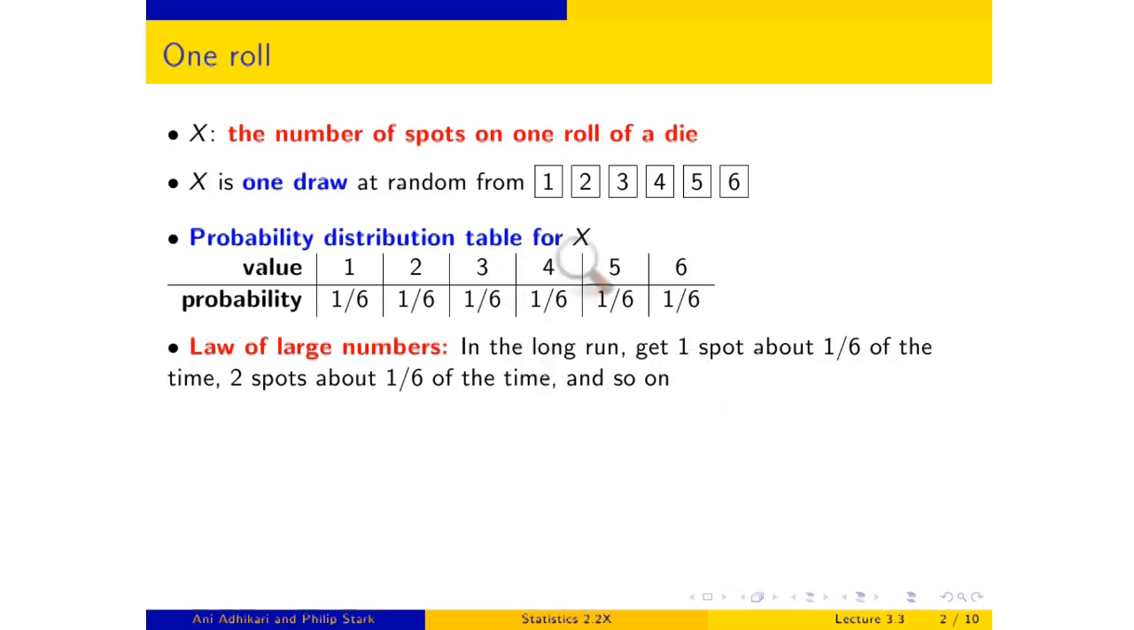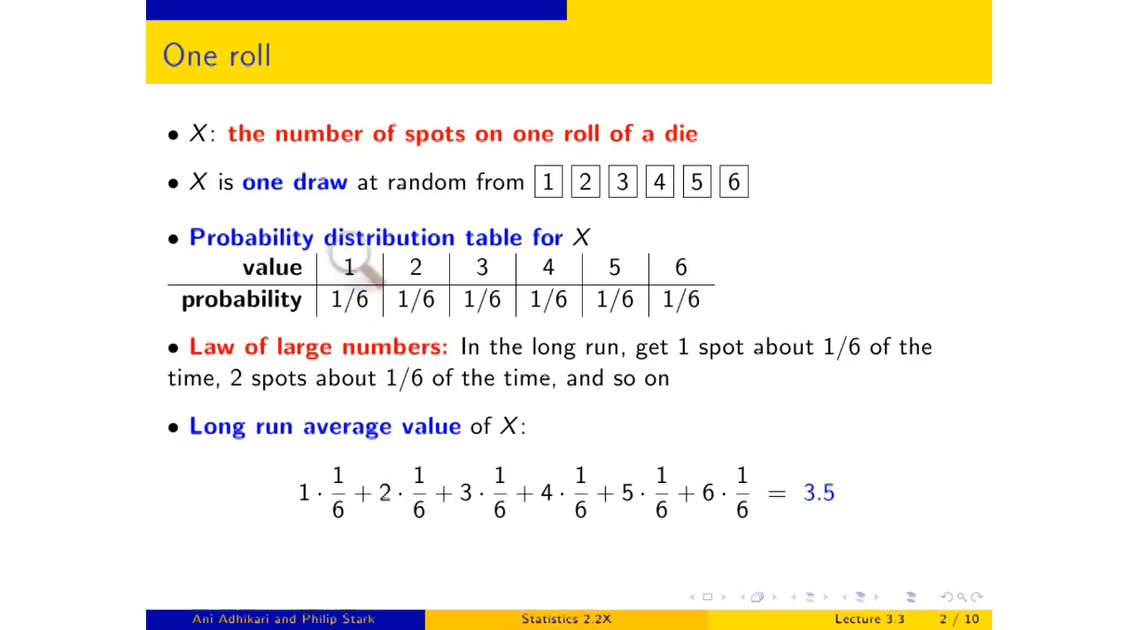And so each of these values occurs about 1/6 of the time in the long run. And so if you compute the long run average value, here's your computation. Value 1 occurs about 1/6 of the time, value 2 occurs about 1/6 of the time, and so on. And so you add up all of those and you have 3.5, 3.5 as your long run average value that you expect to get.